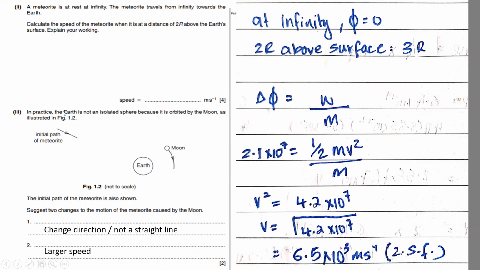All right, so in practice, the Earth is not an isolated sphere because it's orbited by the moon, as illustrated by figure 1.2.